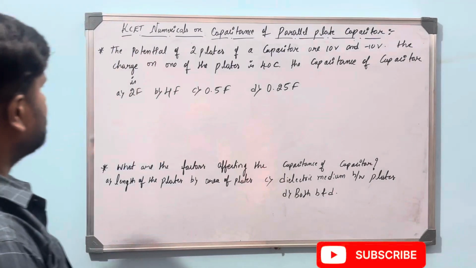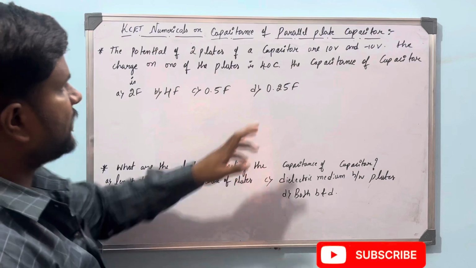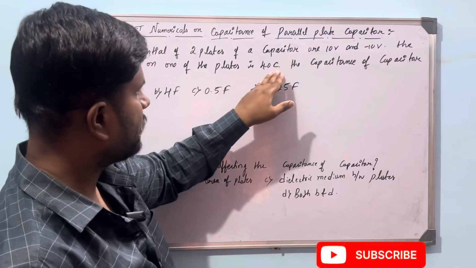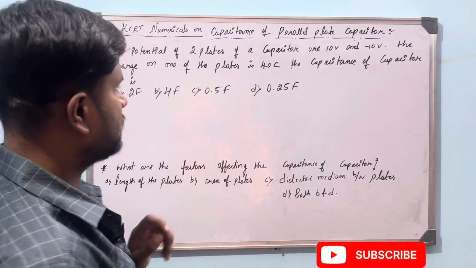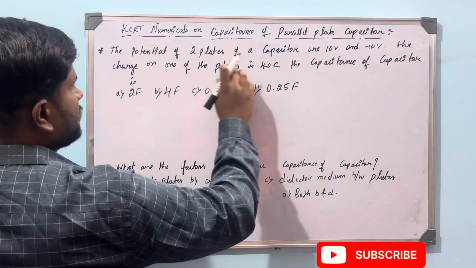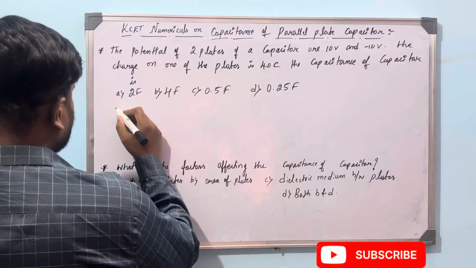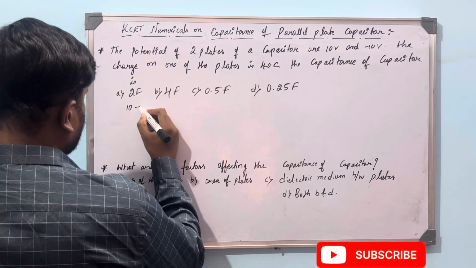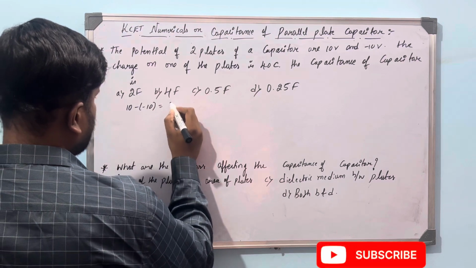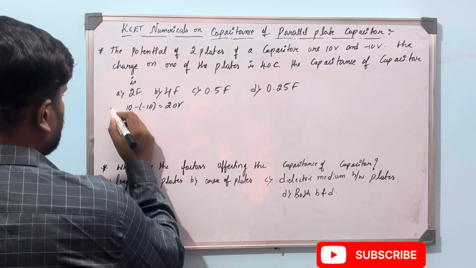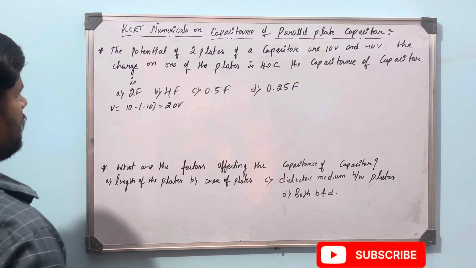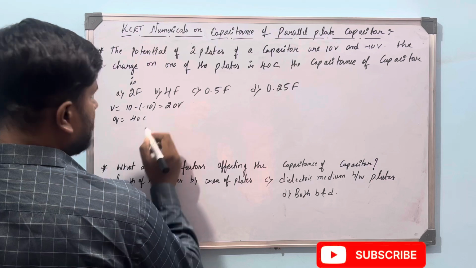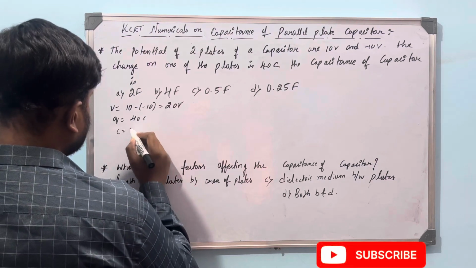So now, the next numerical: the potentials of the two plates of a capacitor are 10 volt and minus 10 volt. The charge on one of the plates is 40 coulomb. The capacitance of the capacitor is? So what they have given is the potential of the two plates of the capacitor, so here they have given the potential difference. That is 10 minus of minus 10, which becomes 20 volt. So potential becomes 20 volt. The charge on one of the plates is 40 coulomb. The capacitance of the capacitor C is equal to question mark.